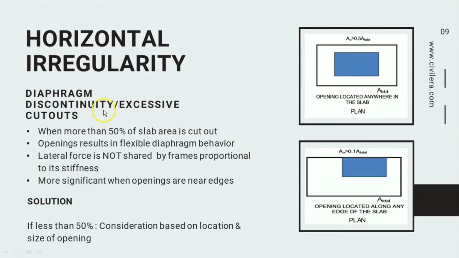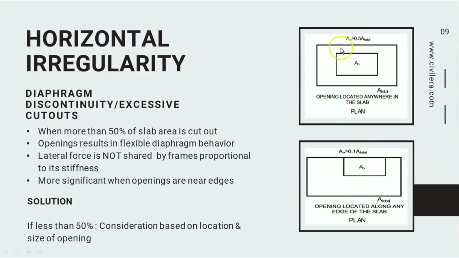Diaphragm discontinuity or excessive cutouts in your floor plan. When more than 50% of the slab area is a cutout, then we call it discontinuity in diaphragm. Openings result in flexible diaphragm behavior, and lateral force is not shared by frames proportional to their stiffness. This is more significant when openings are near edges like this.